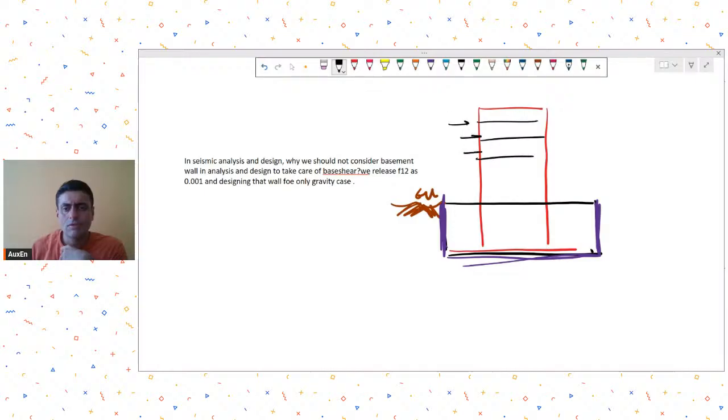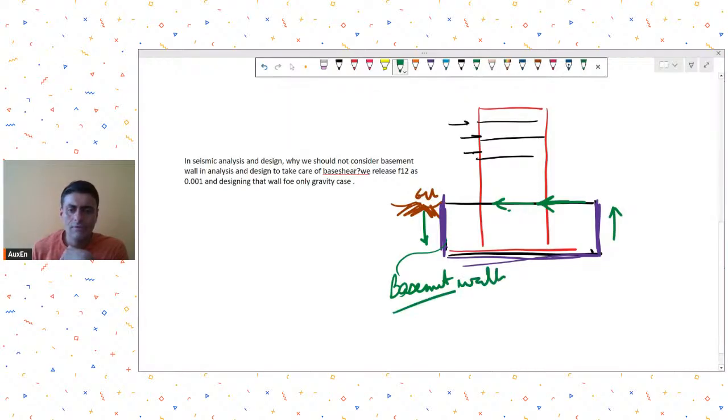What will happen under the effects of lateral loads is that this lateral load will be resisted by this slab over here, and a counterbalancing action will be created by the basement walls in this case. So if that is your situation, then your code says that basement walls can be included. Basement walls can or should be included in resisting the base shear.